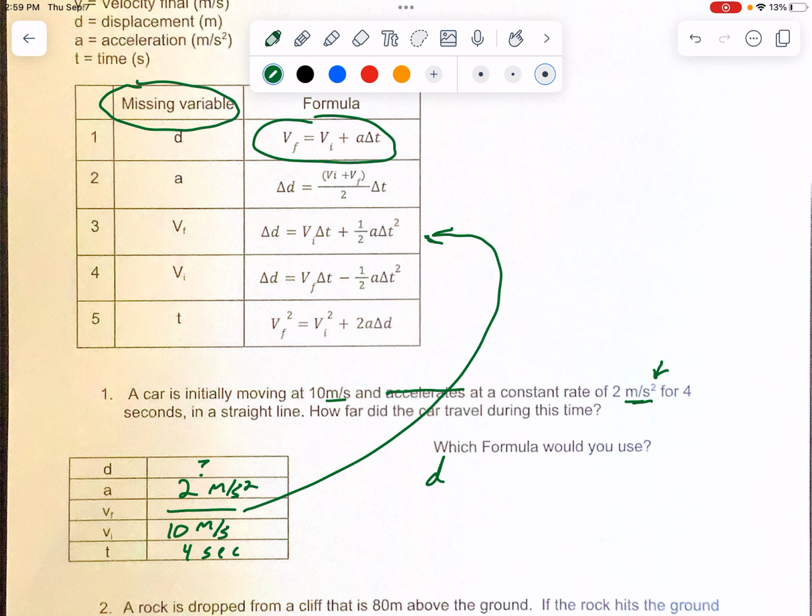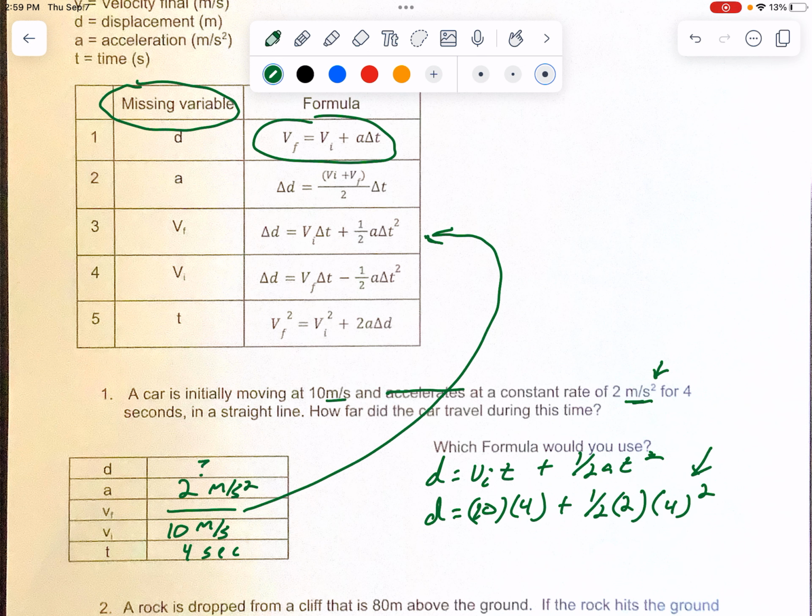That's going to be D equals VIT plus 1/2 AT squared. So we're just going to plug in. D we don't know. VI is 10. Our time is 4. Plus 1/2 A, that's going to be 2, and time is 4 again, and that is squared. Just be careful right here, time is the only thing that's squared, so please do not square everything in that group. If we did this correctly, we should have a distance of 56 meters, and that would be our answer right there.